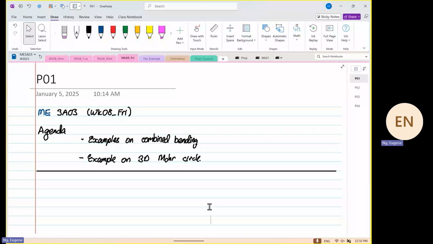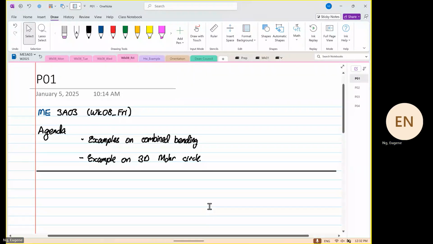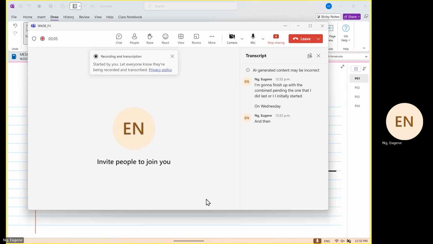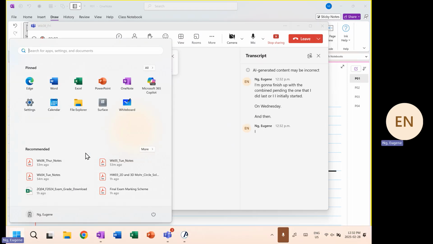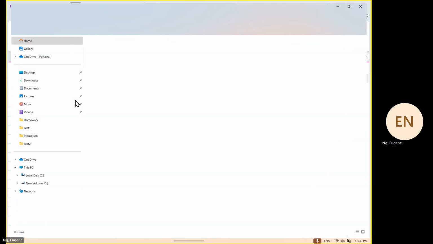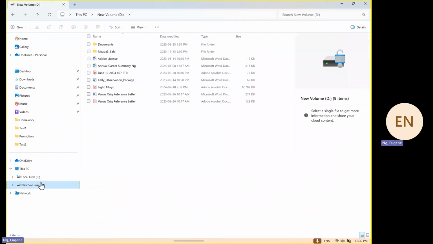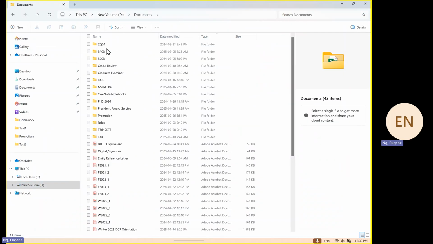I'm going to finish off with the combined bending, the one that I initially started on Wednesday. And then I have students asking me to do a question on Mohr circle.